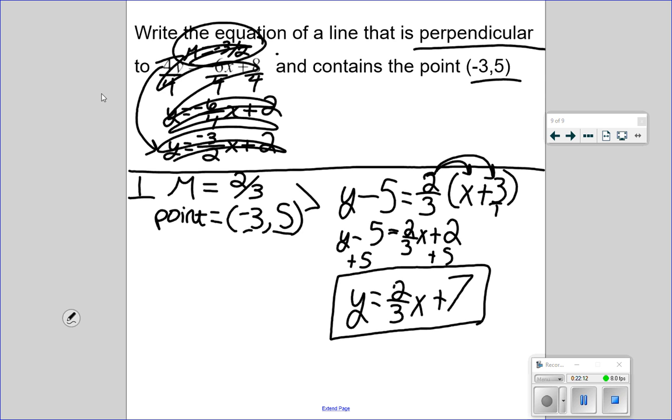That's what I needed to do. From there, we could do other things with it if we needed to graph it, if we needed to figure out the x-intercept, y-intercept. We have to write our equation first, and then we could answer other questions about that line. But that's it. That's how you identify and write equations for lines that are parallel or perpendicular.